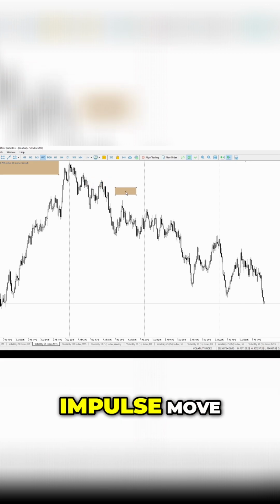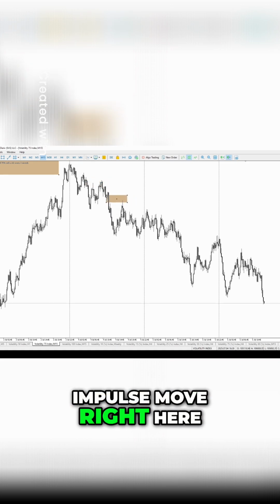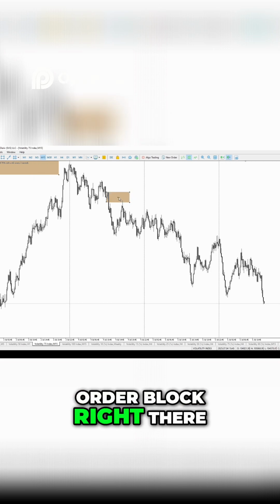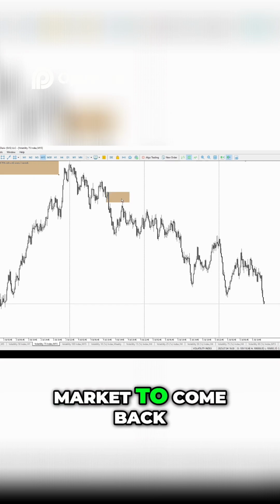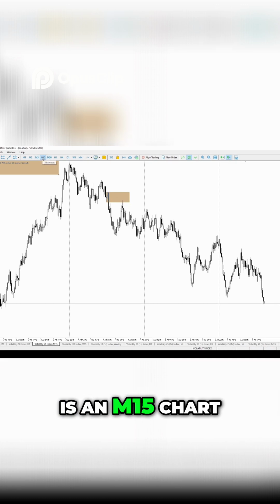We look for an impulse move. So we have an impulse move right here that happened. We then mark an order block right there. We wait for the market to come back and we take our trade right there. Let's just say this is an M15 chart.